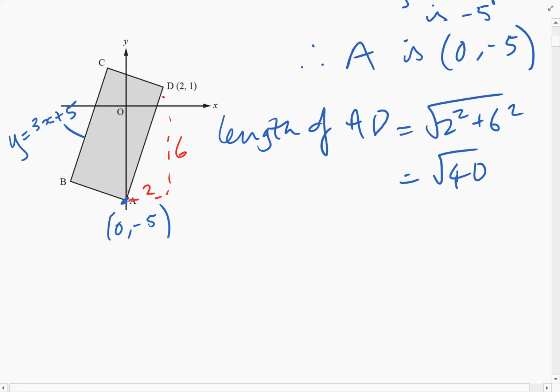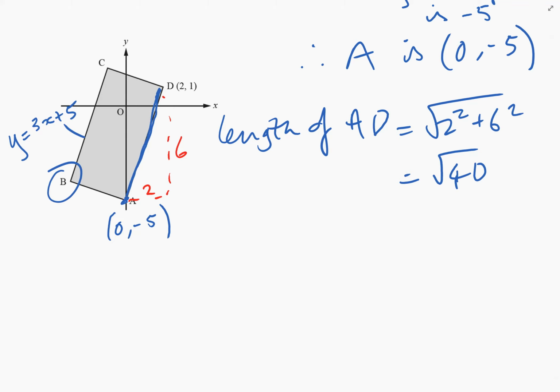Now we've got the length of AD here. We now need to find the length of either CD or AB, and then we can multiply by root 40. So how are we going to do that? Well, let's try to find the coordinates of B. This is why there's quite a few marks for this question, because there's quite a bit of work to find the value of B here.